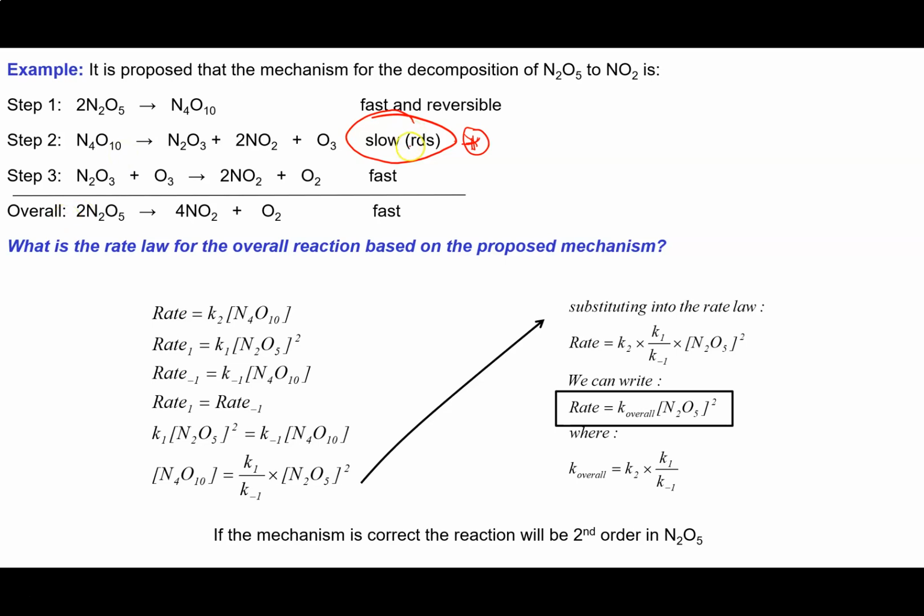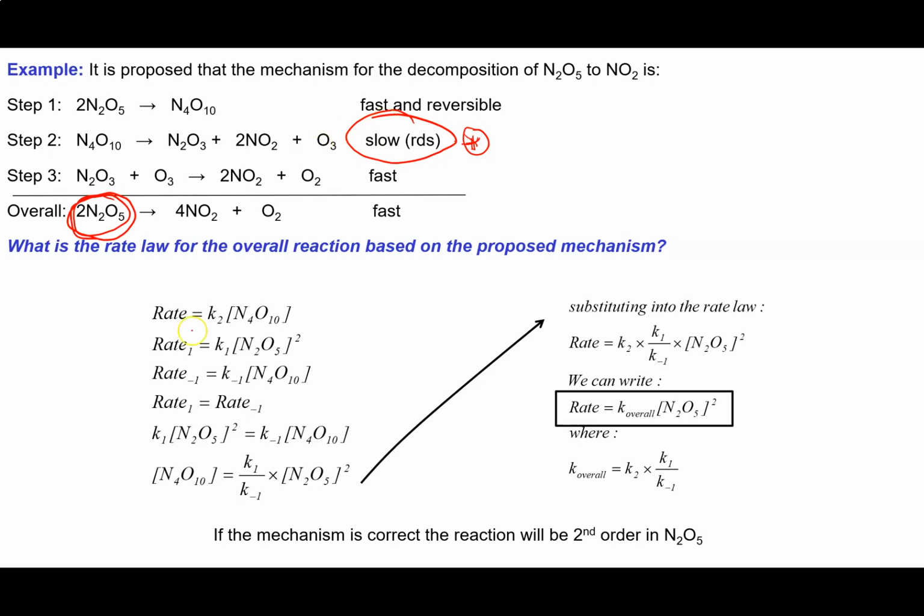So what we want to do is figure out the rate law for my slow step, because that's going to be the rate law for my overall reaction. I've got to remember that the only thing I can have in my rate law are my reactants. So if there are any intermediates that appear there, I have to find a way of expressing them in terms of the concentration of N2O5.